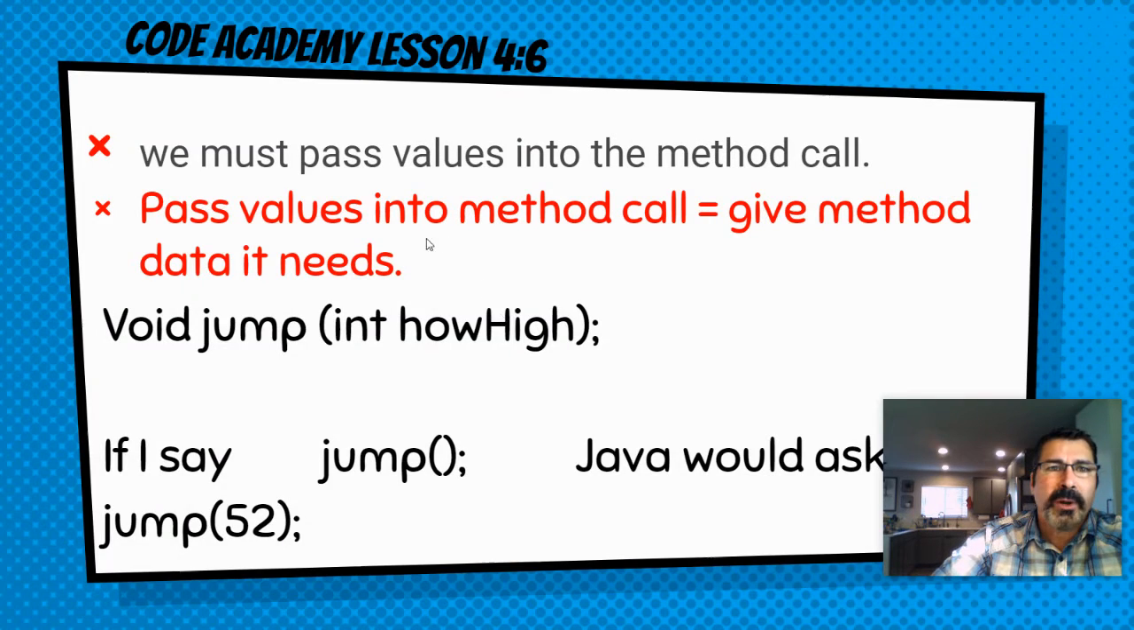All right, write this down. Pass values into a method called means you're giving a method the data that it needs. All right, so this is from the reading. It says we must pass values into the method call. What does that mean? So it's basically like this.